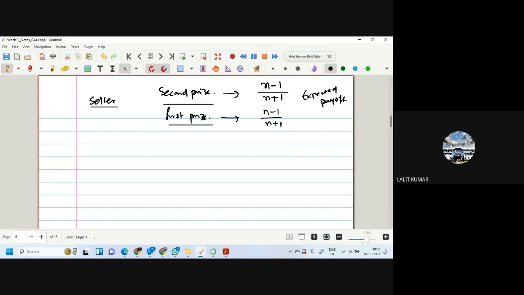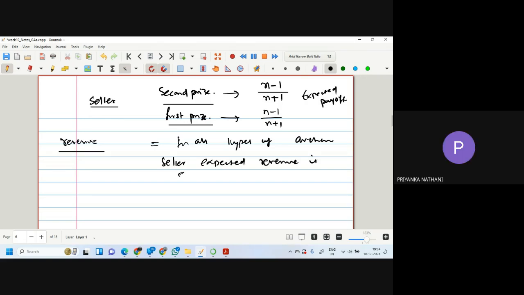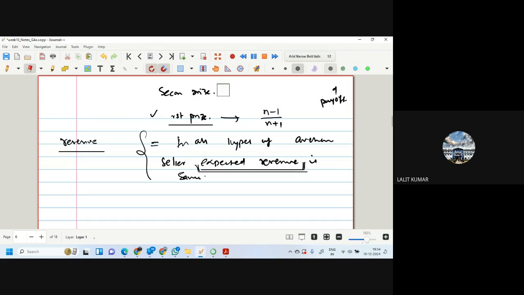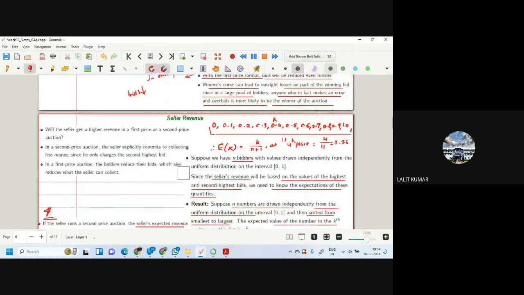And there is a revenue equivalence theorem which says that in all types of auctions, the seller's expected revenue is the same. So this we have to remember. The catch is that it is the expected revenue. Whether he does second price, first price, or all pay, his expected revenue remains the same, which is n minus 1 divided by n plus 1. This is the main takeaway from here.